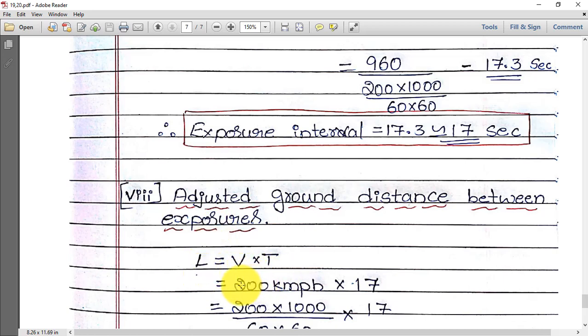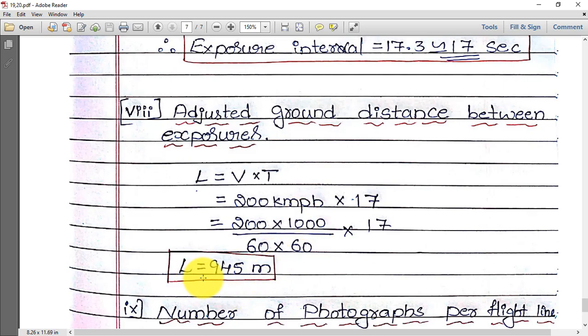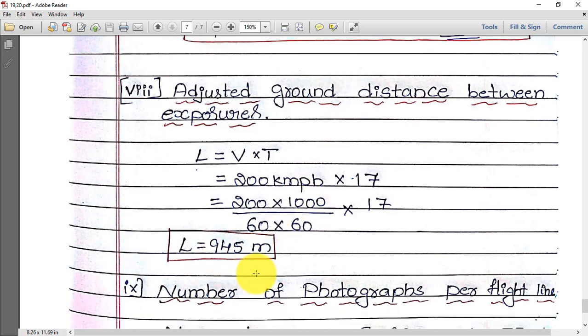Now next, eighth one is adjusted ground distance between exposures. Okay, L is equal to V into T. So V is given 200 kmph, T previously got, that is 17. Okay, now substitute everything, you will get L is equal to 945 meter.